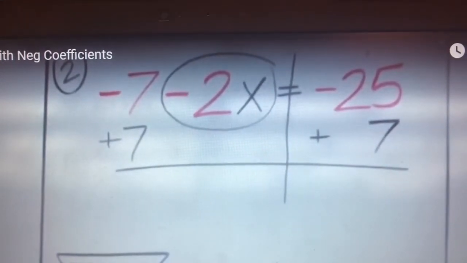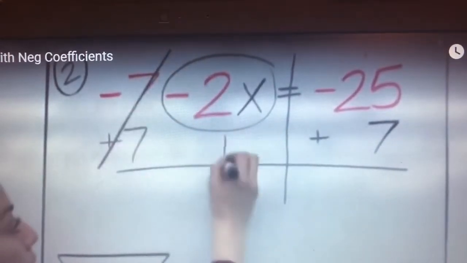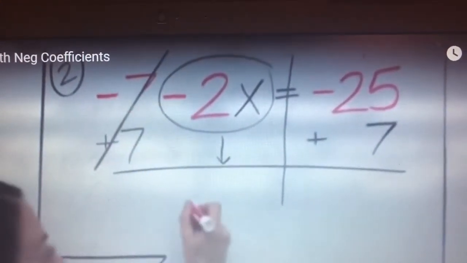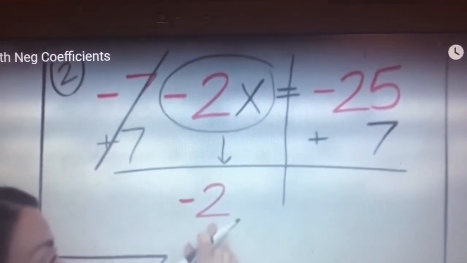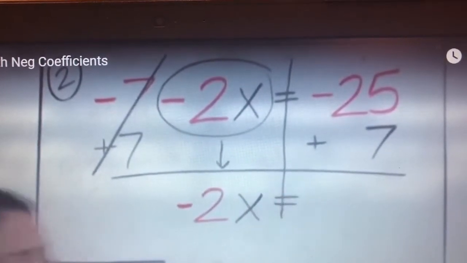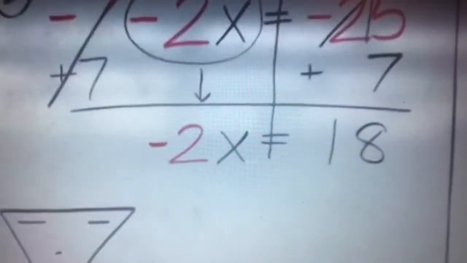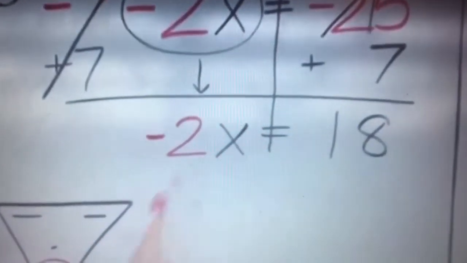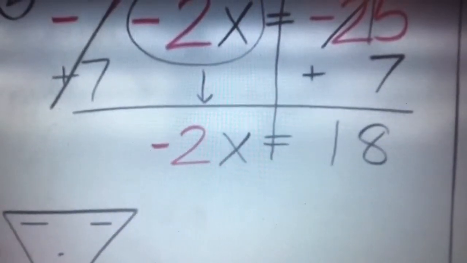And then we do the operations. We say a negative 7 and a positive 7 make 0. Bring down the negative 2x. The coefficient is negative 2. The variable is x. Here, I'm going to ask you a question. 18. How do we figure out what x is? It says, what number times negative 2 gives you a positive 18?